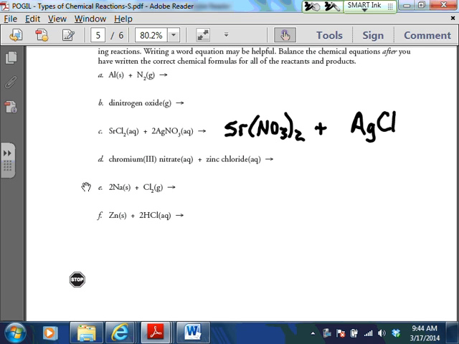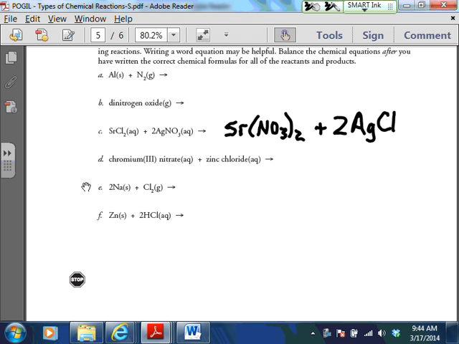Now, how do we know? Silver's in the middle. How do we know what charge that has? It's one of the ones you just had to memorize, right? Silver you just had to memorize. It's a 1 plus. So 1 plus with a 1 minus, it's a 1-to-1 ratio, and we're good. And we're done, right? No, we're not done yet. We have to balance it.